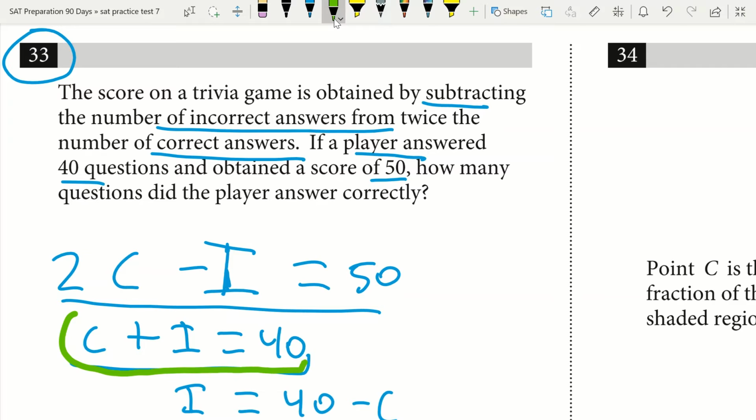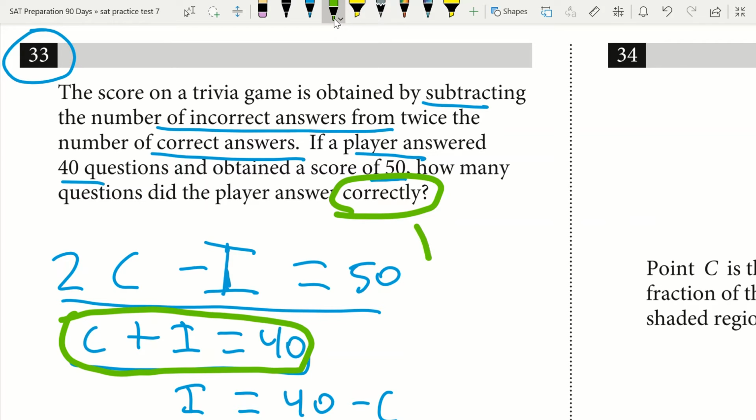Let's take a look at this equation. What if I solve for I? I could solve for I and then put I into this equation of C plus I equals 40 and get that answer for C by using that method. But here's the issue with that. That's going to take me a lot more time than if I just solve for C initially. So why did I solve for C initially? Well, that's what I'm asked to answer with, right? I'm asked for C, the number of correct answers. So that's what I want to solve for. I don't want to solve for I and then go back and solve for C because that's not efficient.